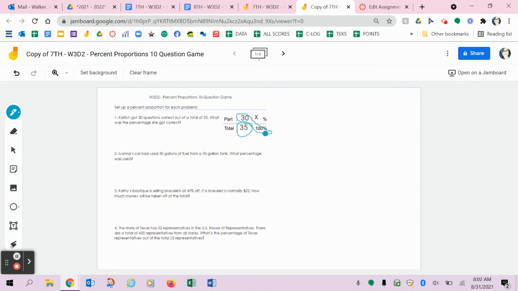So 30 times 100, if we use some of those strategies, like taking off a 0 and then putting it back on at the end, we have 100 times 3 is 300. Put that 0 back on, you have 3,000 divided by 35. 35 goes into 3 0 times. 35 goes into 30 0 times. 35 goes into 300. I don't know that.